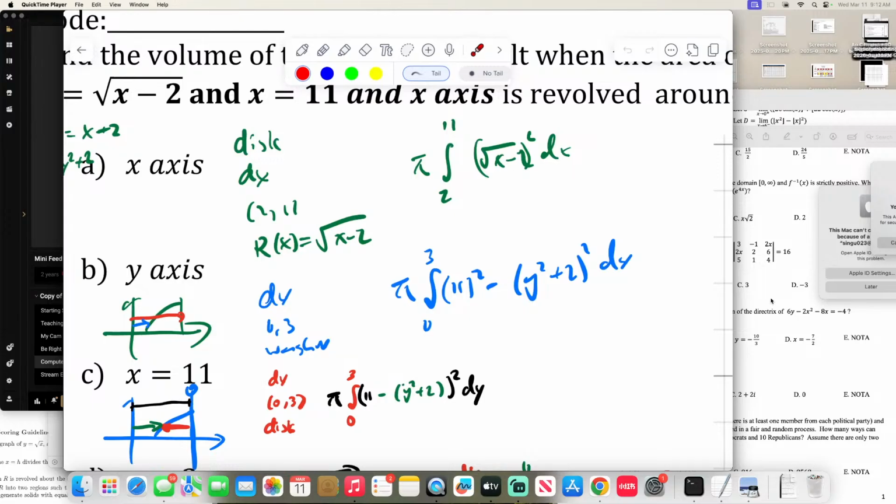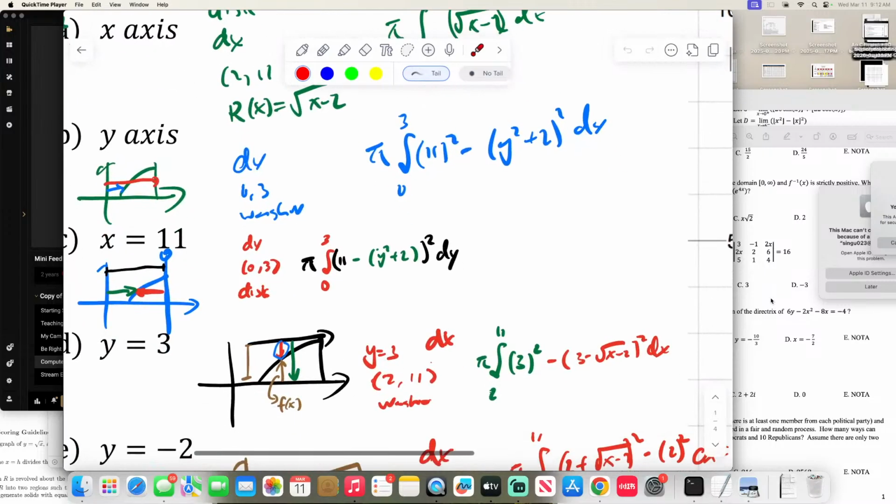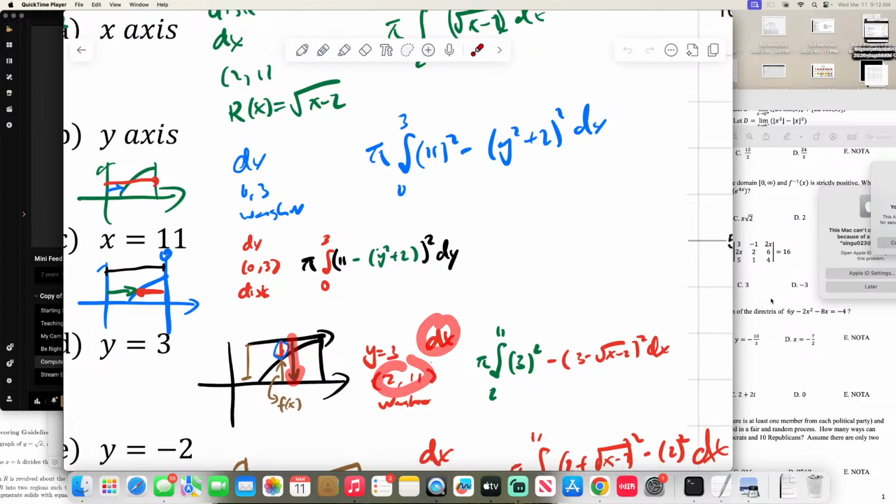Is that okay? Okay, you said D, right? D is this way. The reason why D is this one is from here to here. This is just 3, and this has to be dx. It has to be 2 to 11. That's not a big issue, and 3 is not a big issue. It's the 3 minus root x minus 2.